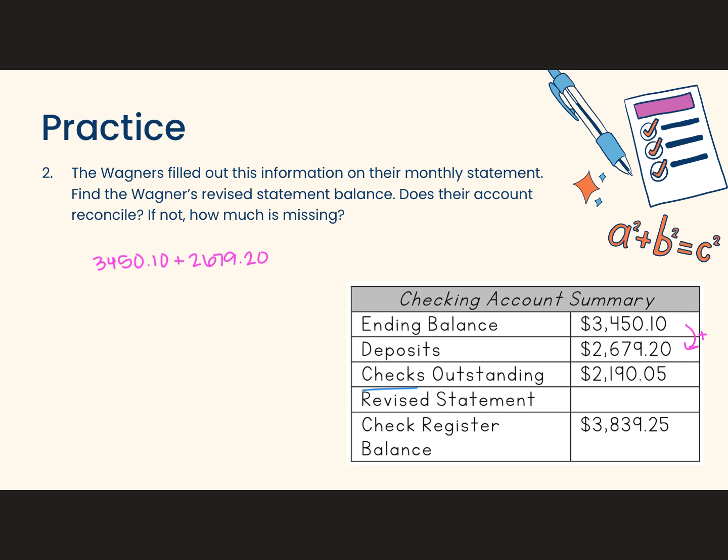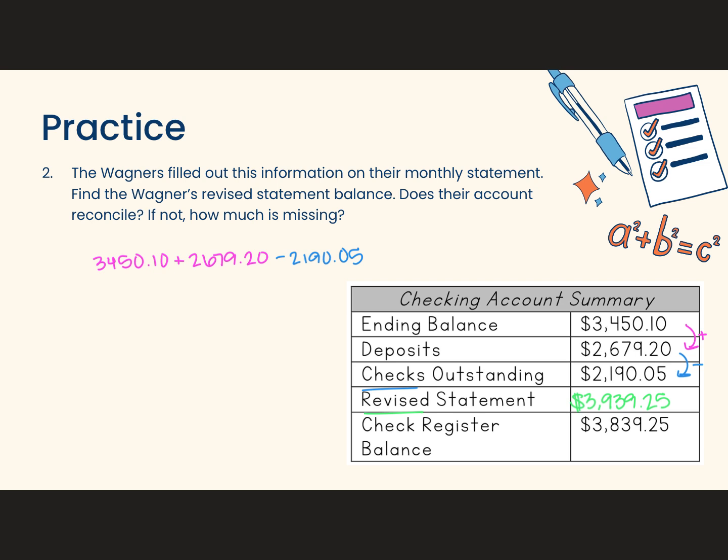From there, we also have to account for our checks. And again, checks are things that are being withdrawn. So from there, we are then going to subtract whatever it is that we have not yet paid for, or at least that what has not shown up on our balance yet. So we're going to subtract our $2,190.05. So what you can just do is just type all of this into your calculator real quick. And when you do, you're going to end up with, and that's going to be our revised statement, so we're going to just put that straight down here. That's going to give you $3,939.25. So that is our revised statement.